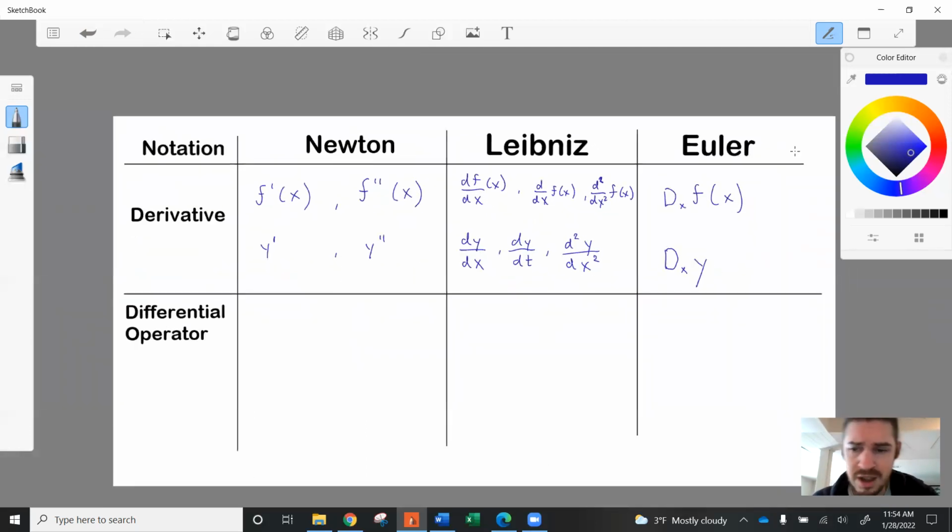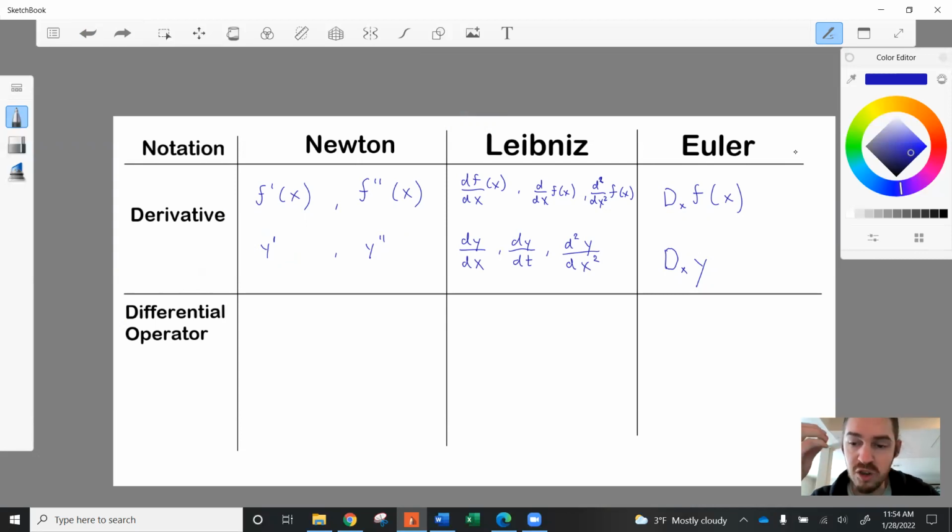Now underneath here I have a second row for differential operator. What is a differential operator? If you have a function and you do its derivative, you want to give that derivative a name. You can call it y prime, or you can call it f prime of x. But what if you want to use the idea of differentiation as a process, and you want to use it on the fly without having to give the function a name?